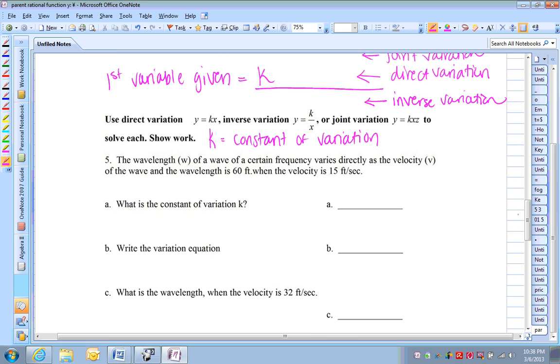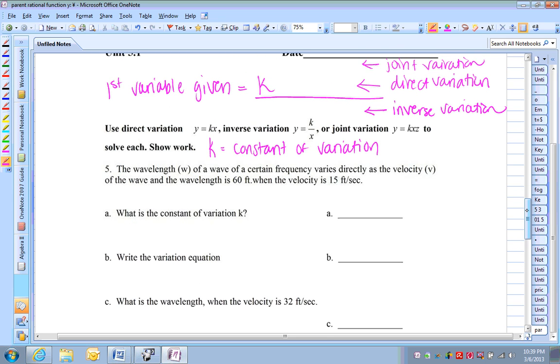So looking at number 5, it says the wavelength of a certain frequency varies directly as the velocity v of the wave. So it varies directly with the velocity. The key word is directly. So we're going to write the variable w, the first variable, equals k. And since it's directly, we put the variable v that it's varying directly with on the top.